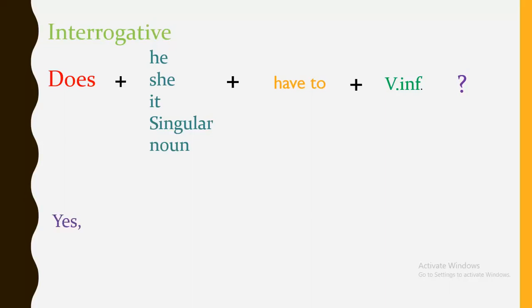In order to answer, you will start with yes, the pronoun which is used in the question of course, and then does. And if the answer is no, so no, the pronoun, and then doesn't. Let's go and see some examples.